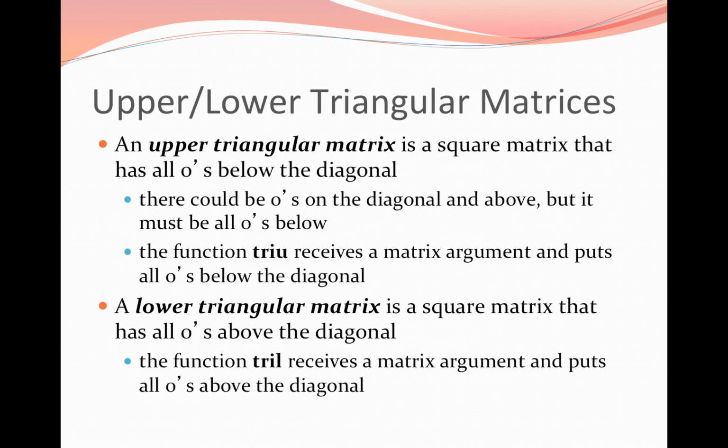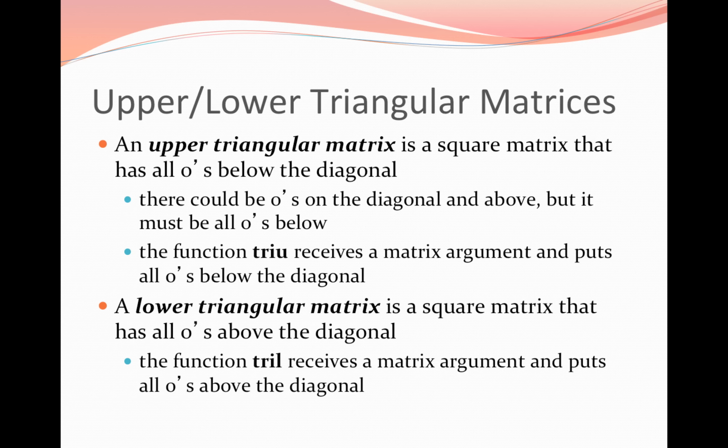Other special case matrices are called upper triangular and lower triangular matrices. An upper triangular matrix is a square matrix that has all 0s below the diagonal. So you have non-zero values on the diagonal and above it. So the upper part is where you have the non-zero values. There could actually be 0s on the diagonal or above, but the definition is that you must have all 0s below the diagonal. MATLAB has a function triu. You pass to it a matrix argument, and basically it'll make that matrix into an upper triangular matrix. So whatever you had below the diagonal, it'll replace all of those numbers with 0s. Everything else on the diagonal and above, it leaves alone.